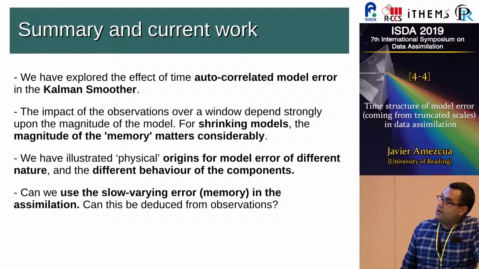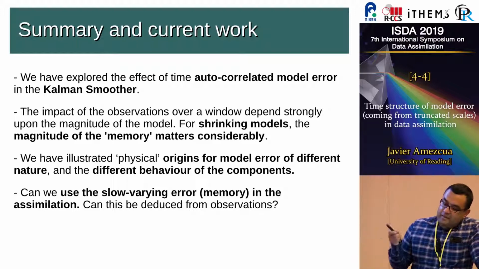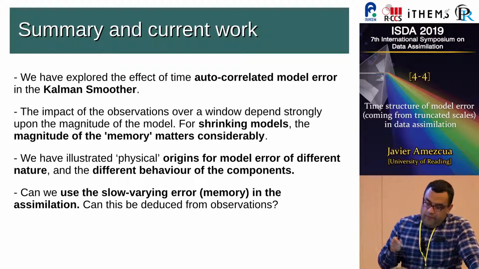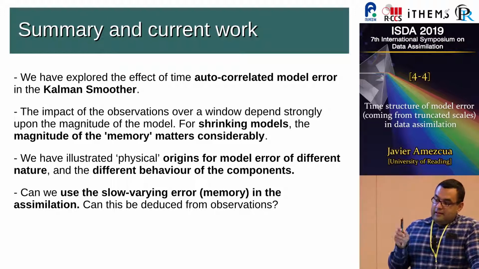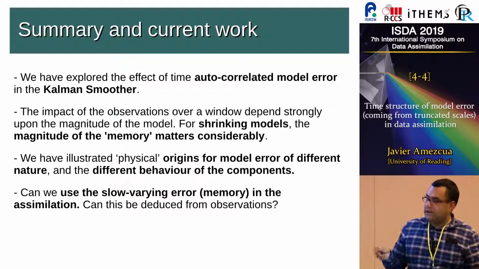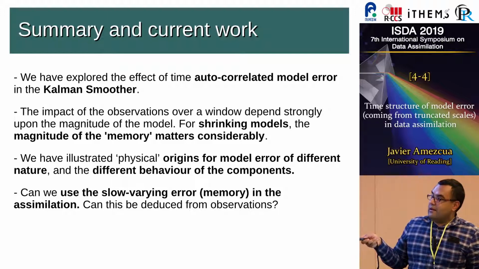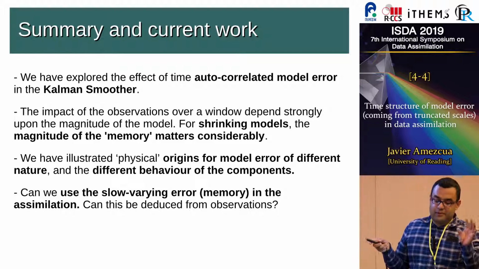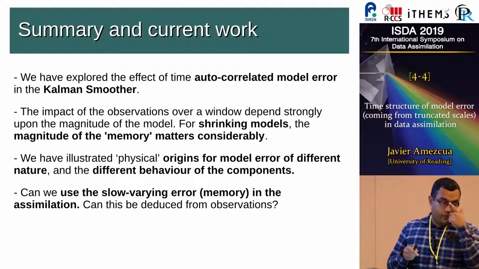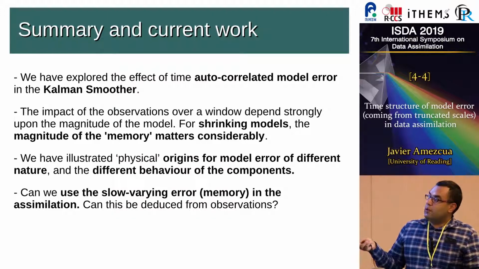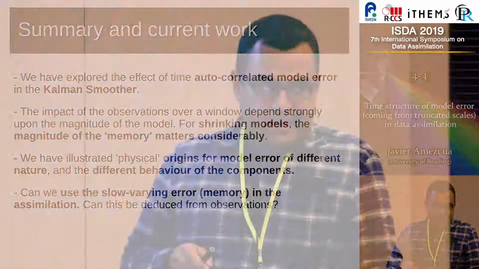So we have been exploring for a while the autocorrelated model error in the Kalman smoother and ensemble Kalman smoother. Guessing the actual autocorrelation of model error can be very bad for the performance of the DA system, in particular for shrinking models within an assimilation window. And then we illustrated sources of model error with different nature. And right now we are trying to do some sort of tendency assimilation of fast observations. Differences of fast observations in time, to try to deduce something about the slow varying model error and separate it from the fast varying model error. And that's what I have.